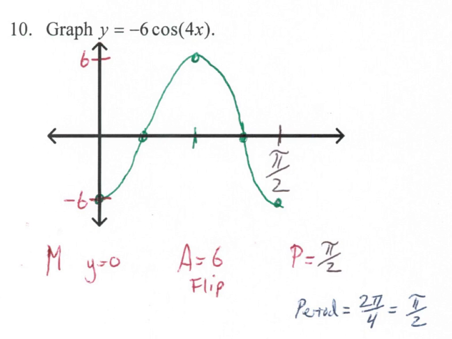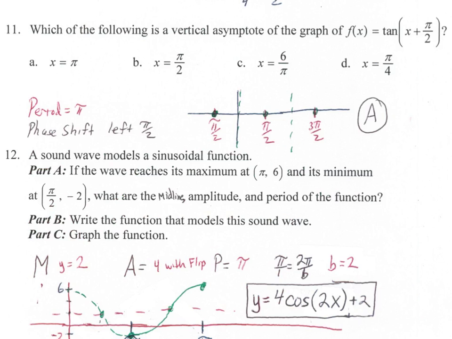Okay, so be careful. A negative, again, means it's upside down. Be careful of that. Read everything carefully. It might help to list all this out before you graph.